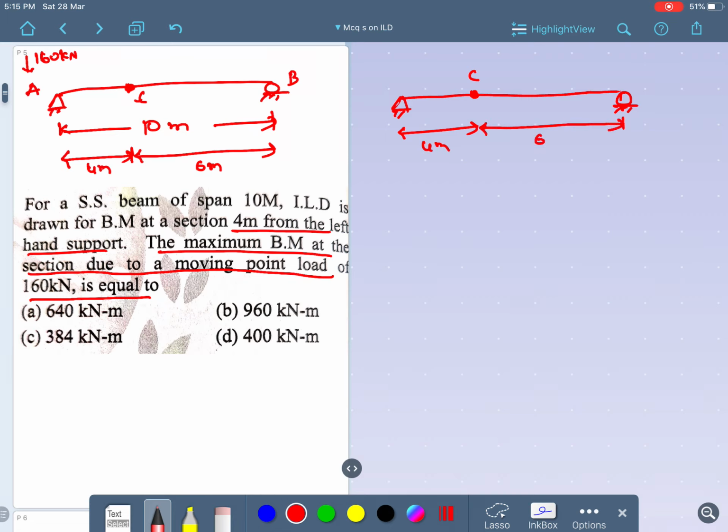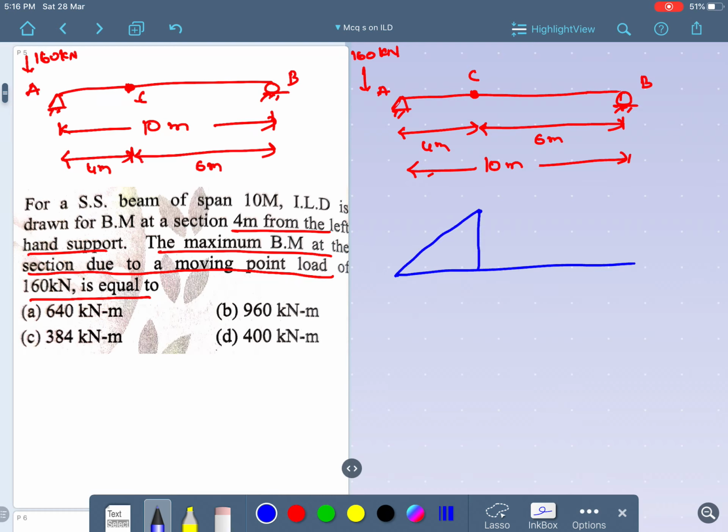Everything I am writing is with respect to the question given here. The total is 10 meters, and there is one point load of 160 kilonewton moving from point A to point B, from left to right, or you can take it from right to left. But we need to calculate the maximum bending moment when this 160 kilonewton load reaches point C. The influence line diagram will come like this. At point C you draw an ordinate. The ordinate distance will be AB divided by A plus B, which is 4 into 6 divided by 10. It comes to 2.4 as the ordinate distance. And I am placing the 160 kilonewton load at this point.